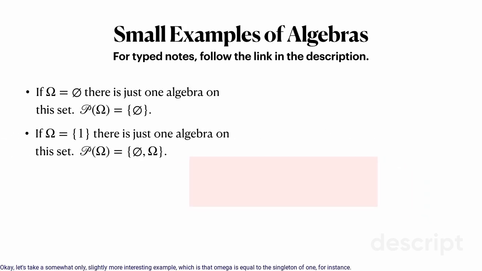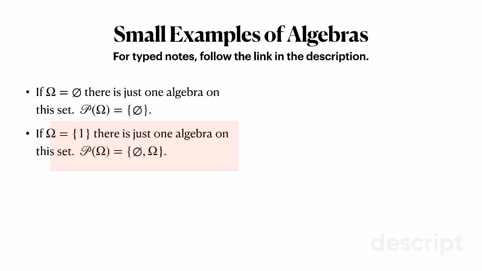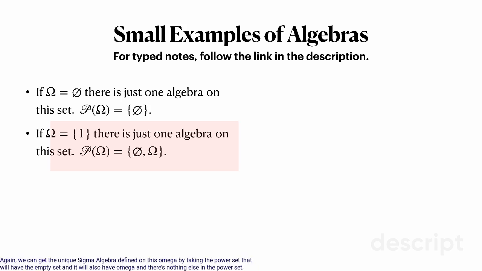Okay, let's take a somewhat, only slightly more interesting example, which is that omega is equal to the singleton of 1, for instance. Again, we can get the unique sigma algebra defined on this omega by taking the power set. That will have the empty set, and it will also have omega. And there's nothing else in the power set. Does this contain the universe? Trivially, yes.